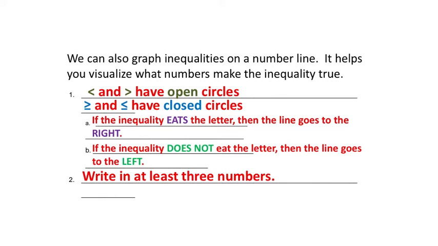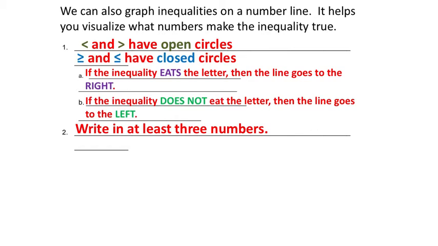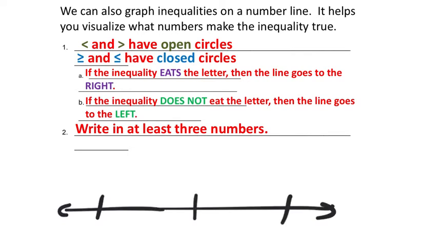Okay, so this is the process. Now this last step right here says write in at least 3 numbers. What that usually means is when we're doing this by hand, they're just going to give us a line like this one. It means that you're going to have to put your own 3 values in like this.